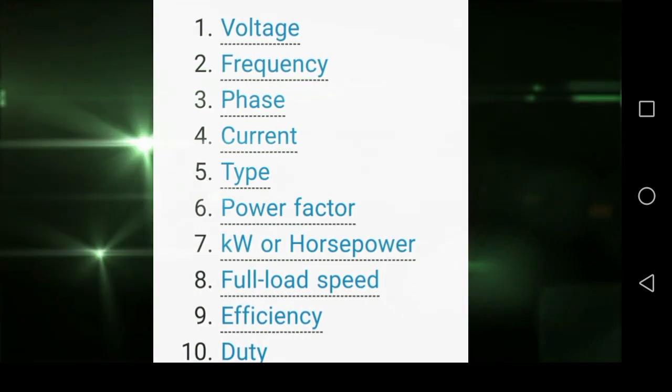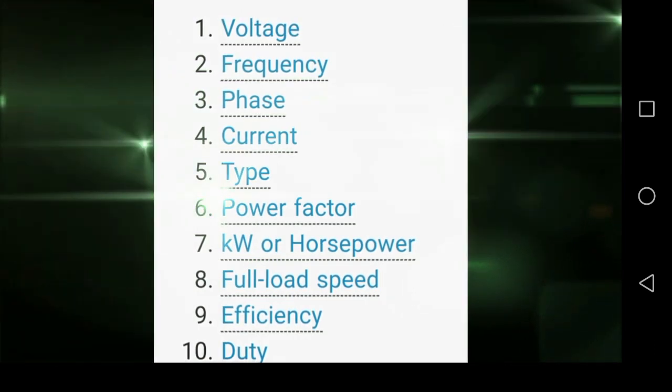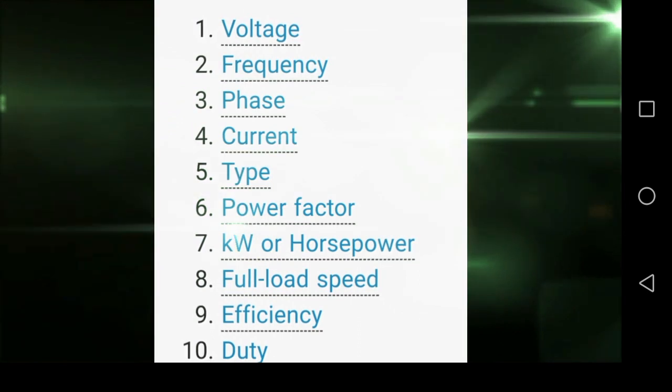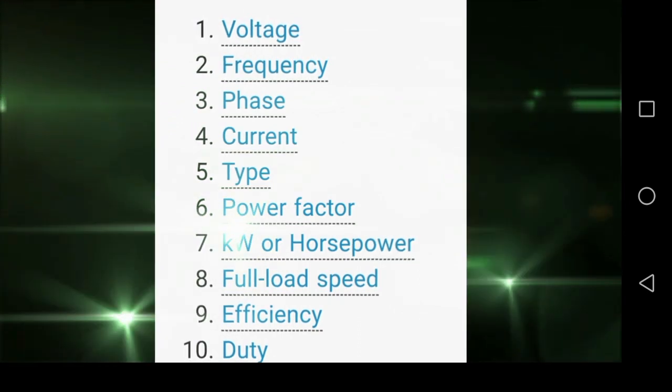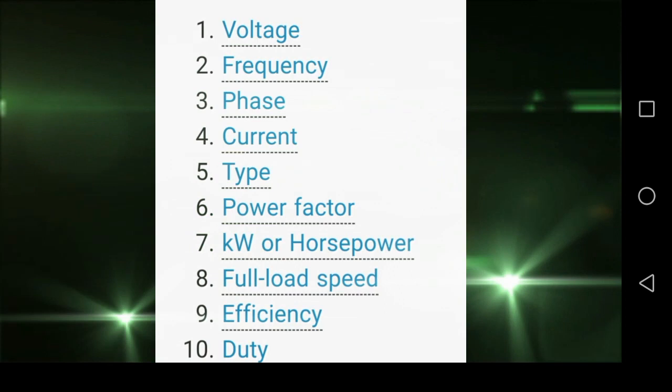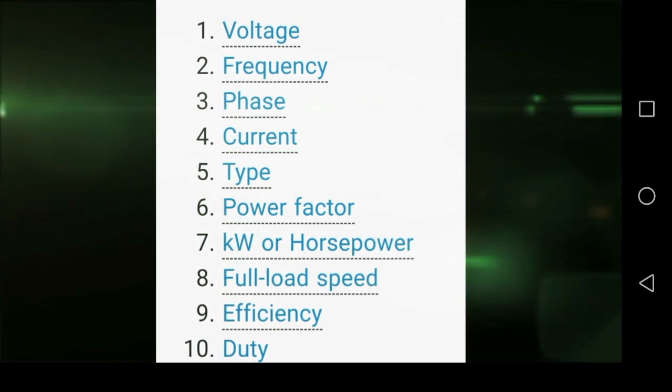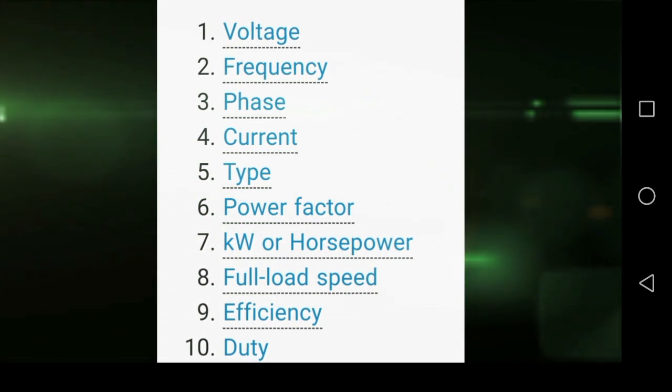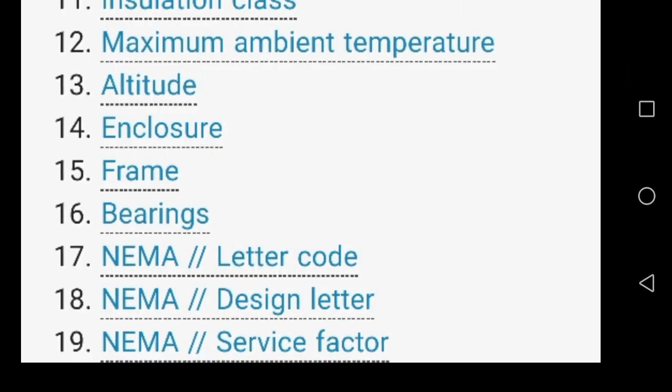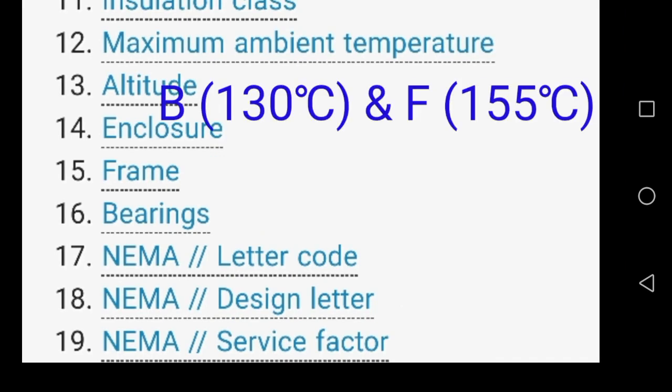The efficiency of the motor, that is output power divided by input power times 100. Then duty cycle, either continuous rating or intermittent duty, we need to check. Then next is the insulation of the motor winding. There are two insulation classes, B and F.